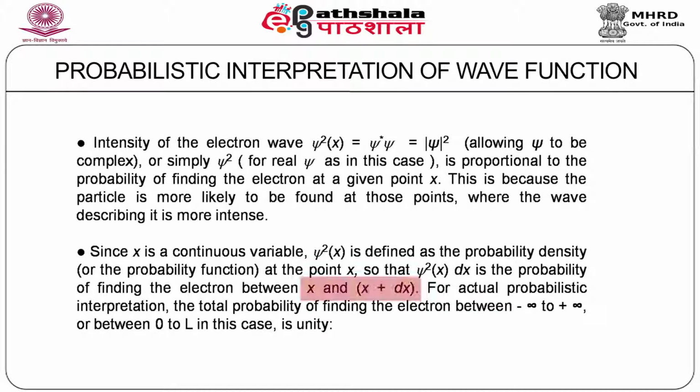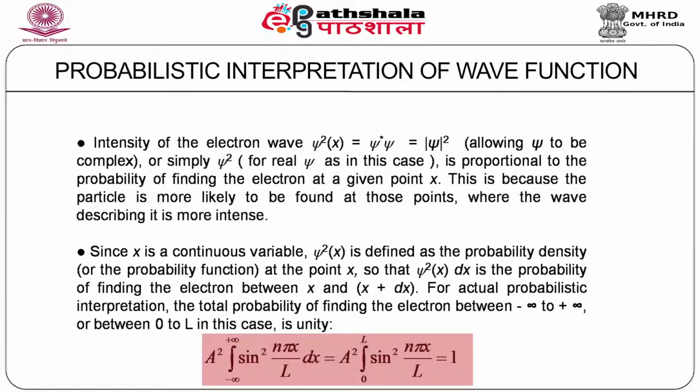For actual probabilistic interpretation, the total probability of finding the electron between minus infinity and plus infinity should be equal to 1. But actually here, the electron is confined between 0 and L. So in this integral, ∫ψn² dx is equal to 1. This means that the total probability must be equal to 1. The limits I have put are minus infinity to infinity.